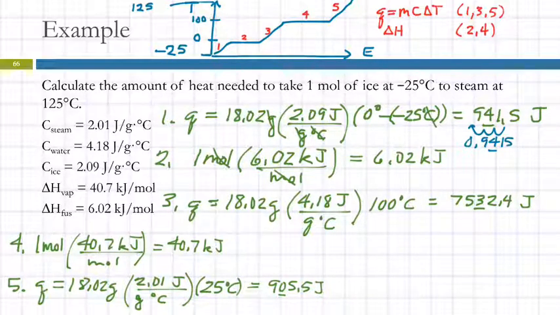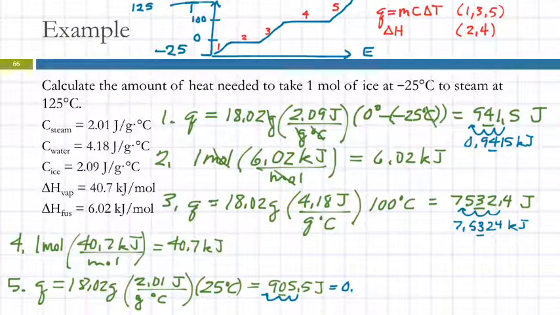So 0.9415 kilojoules. This one's 7.5324 kilojoules. And this one is 0.9055 kilojoules. The other two are already in kilojoules. So I'm going to add these up.